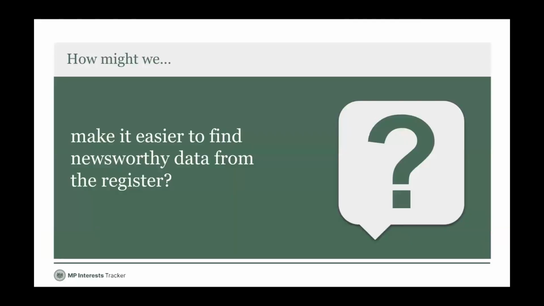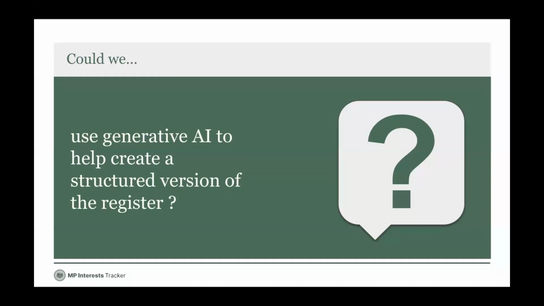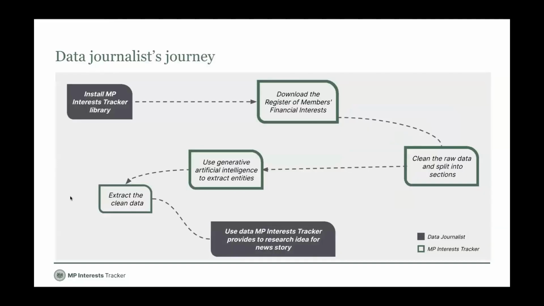So this led us to ask, how might we make it easier to find newsworthy data from the register? And given the particular challenges of that data, our data scientists had an idea to test out. Would it be possible to use generative AI to structure that data in the register? I'll pass over to Juan to explain further. Yeah, thank you, Clare.